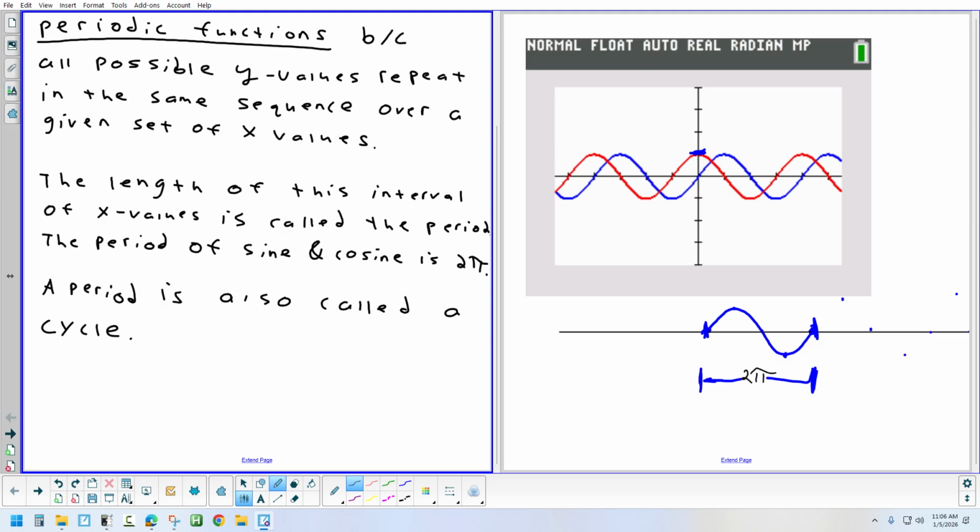So whether I use the word cycle or period, they mean the same thing. If I ask you how long is one cycle of this graph, you'd say 2 pi. If I said what's the length of the period of the graph, 2 pi. It's the same thing.